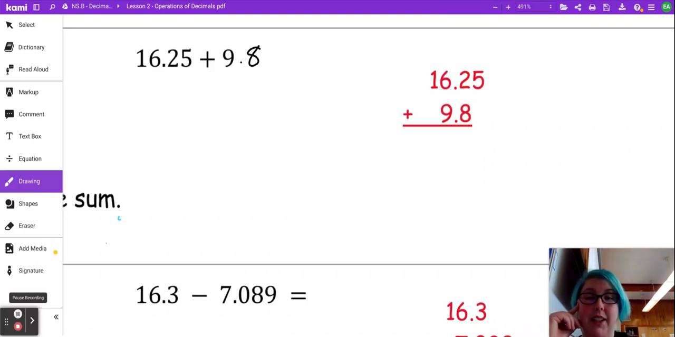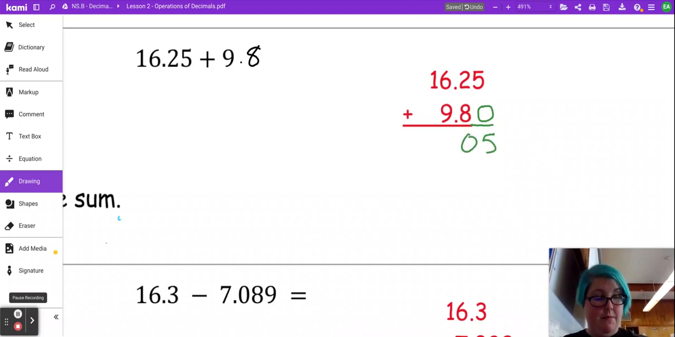So when we have a number like 16.25, that means 16 and 25 hundredths plus 9.8, 9 and 8 tenths. We line up the decimal, step 1. Step 2, fill in a 0 for any missing place values. So right here after 9.8, we're going to fill that in and then just do the addition.